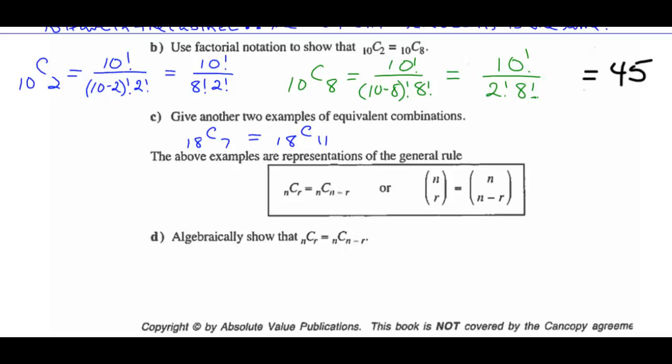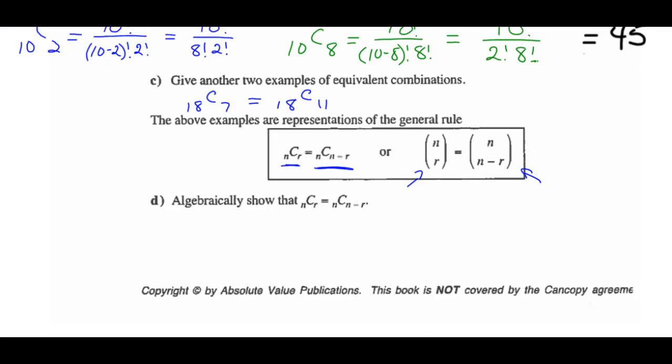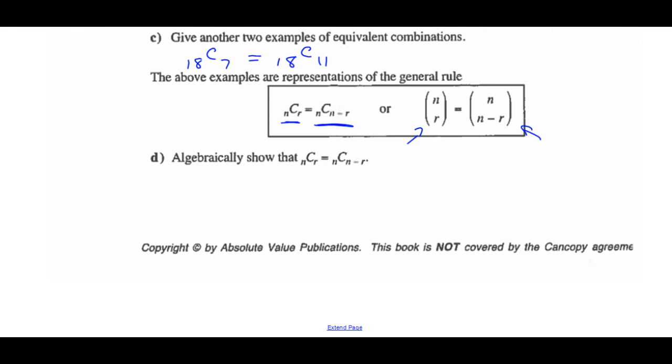So these examples up above are a representation of this general rule. N combinations of R is the same as N combinations of N minus R. Or sometimes you'll see combination notation written with parentheses. Right? So now algebraically prove that this is true.